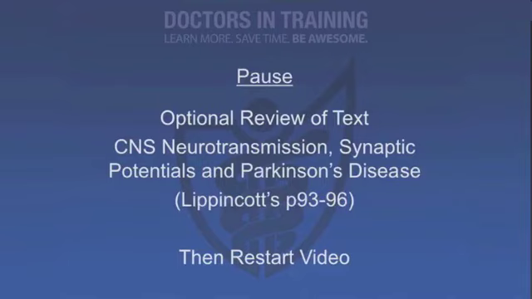Before we do that, if you haven't already done so, this might be a good time to read your pharmacology text that corresponds to the material that was just discussed. Then together we'll go through the quick review in the study guide.